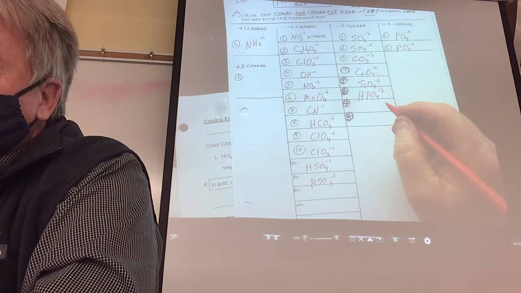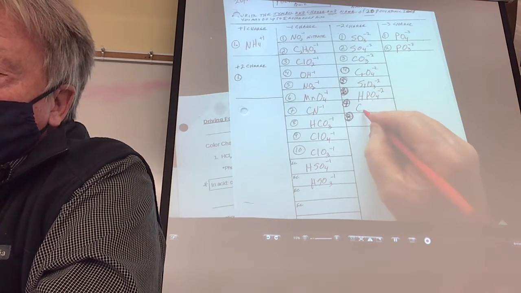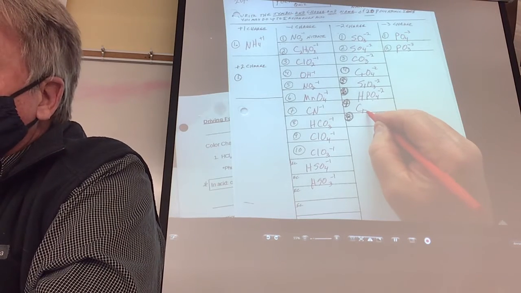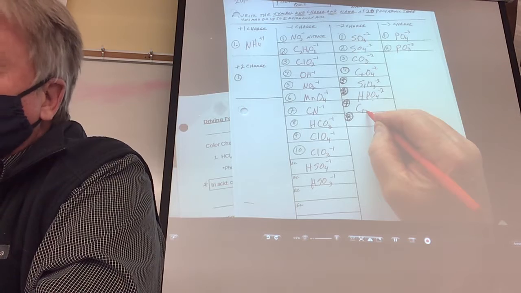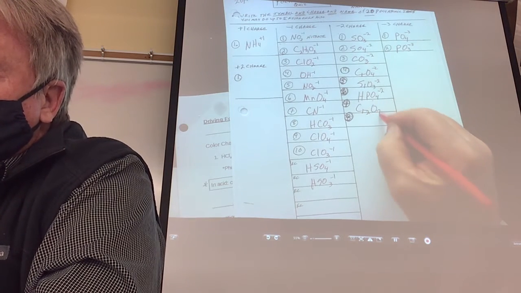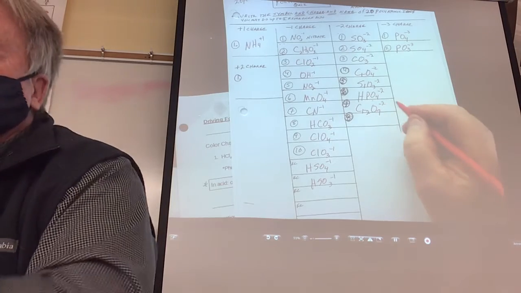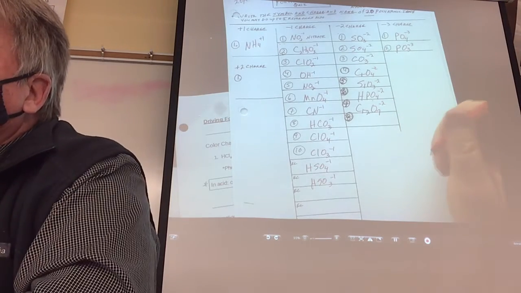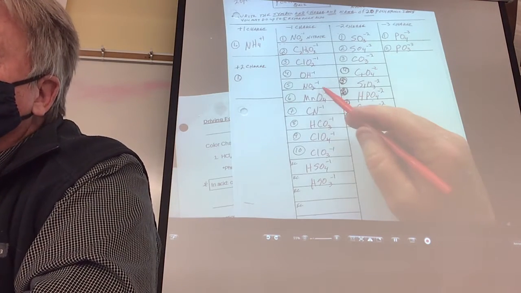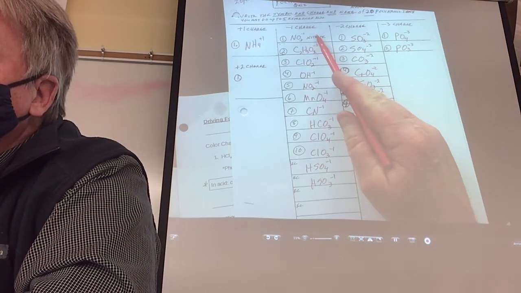-2, dichromate. Wow, another hard one. CrO7. Yeah, but how many chromiums? They're going to have 2 chromiums because dichromate. Oh yeah, Cr2O7. All right, anybody else? I got one. Nitrate. We have nitrite. We have nitrate.